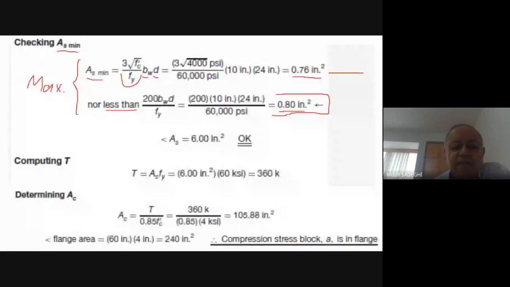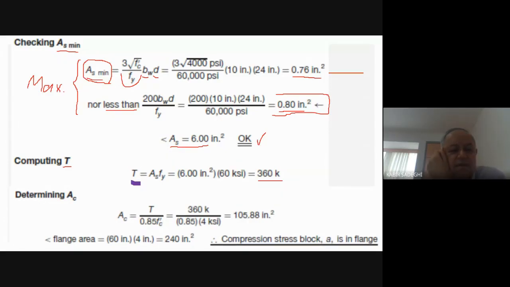We compare AS minimum with AS that we have in the section. AS minimum is less than the value that we have, that's okay for us. This is the control of that. The second step, as you remember, was the calculation of T. T we calculate from AS times FY. We apply the values and we find a value of 36K. Therefore, we calculated T.